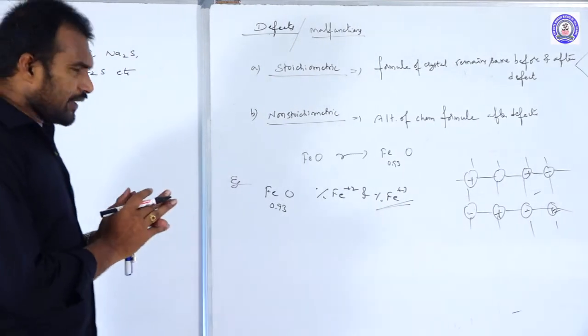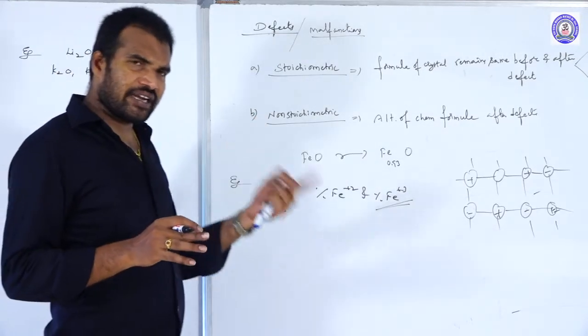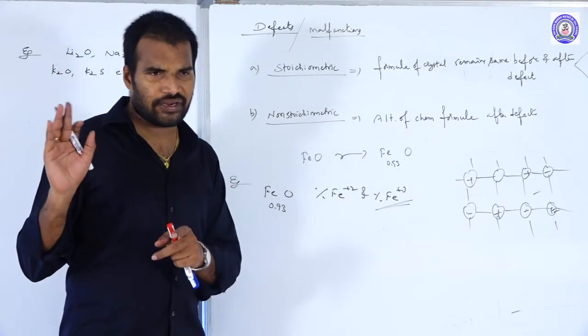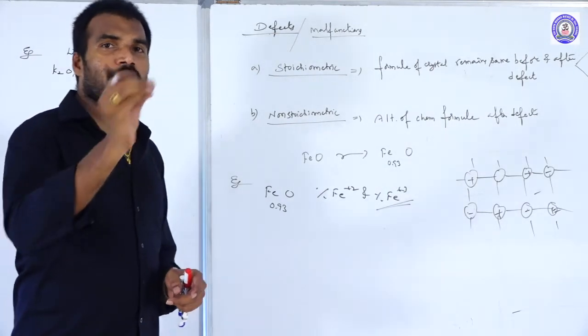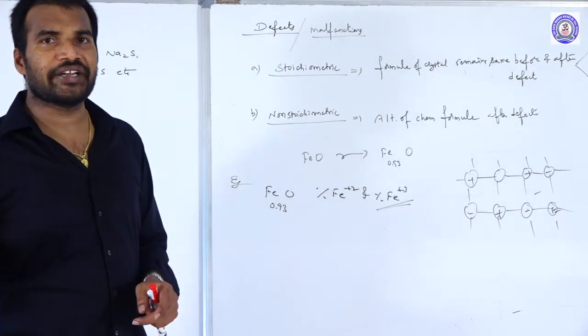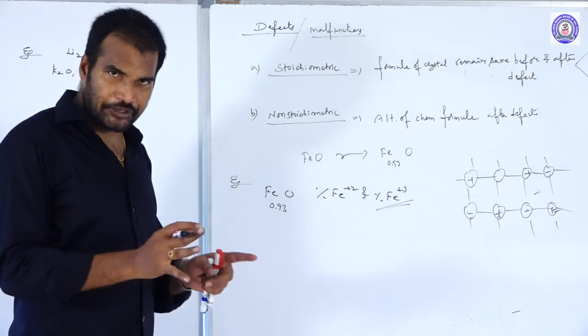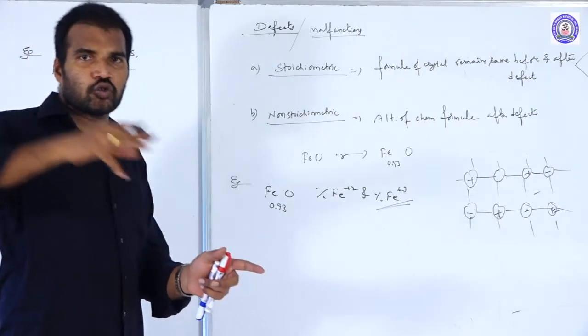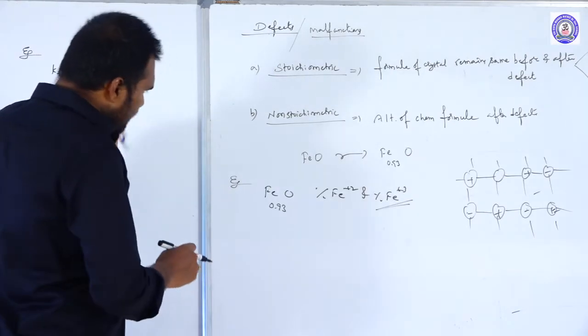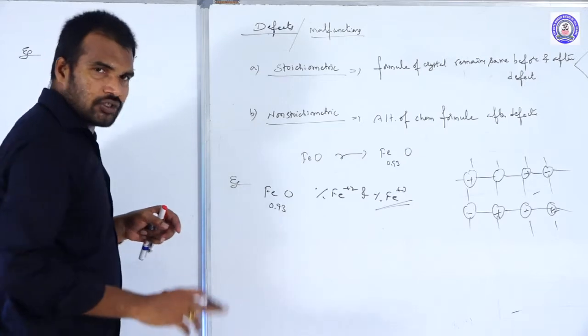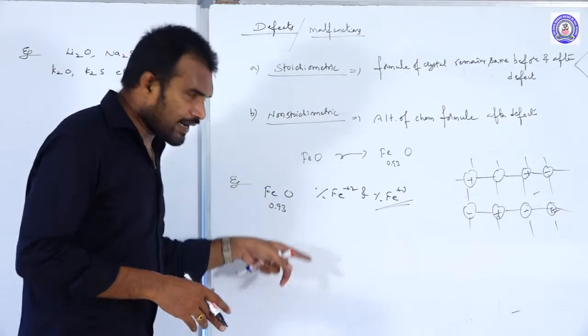So always remember that in any compound, whether it is a defected crystal or an undefected crystal, one thing is common. What is that? The total magnitude of positive charge should be equal to the total magnitude of negative charge. That is the hint here. So let us consider the number of iron atoms is 0.93 and the oxygen atom is 1.